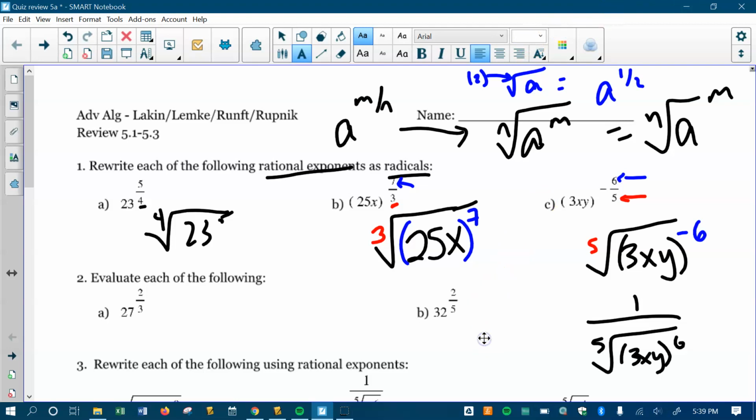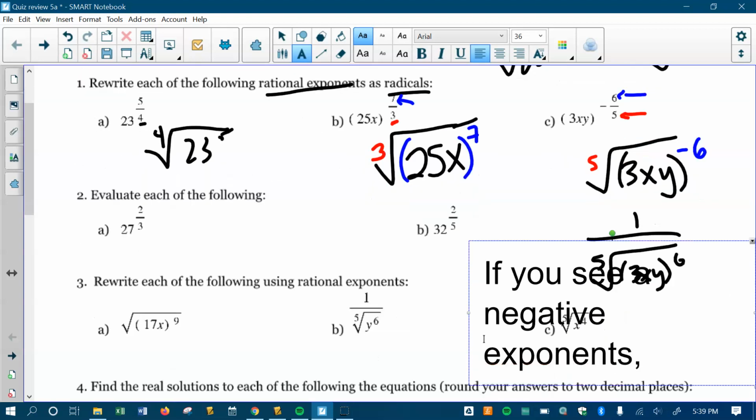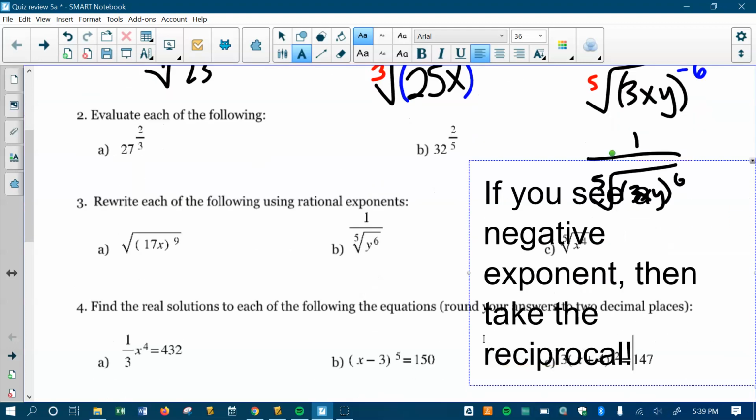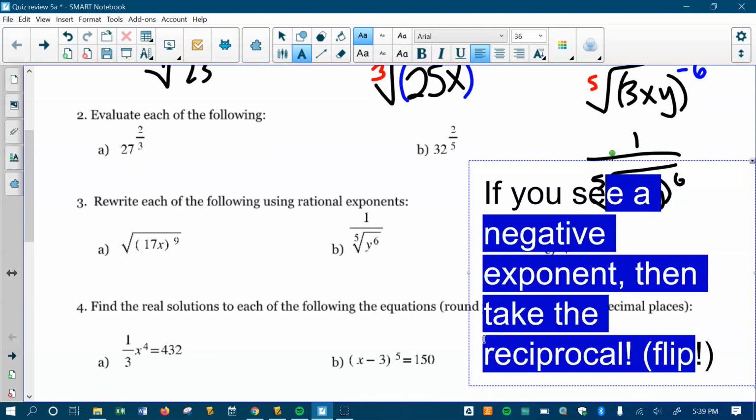So I'll just type a little note here. If you see a negative exponent, then take the reciprocal. In other words, flip. Let's get that the right size, and let's go on to the next one.